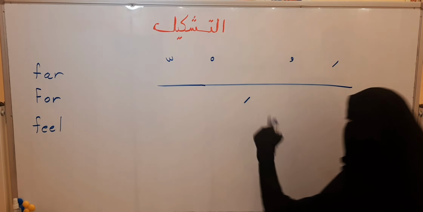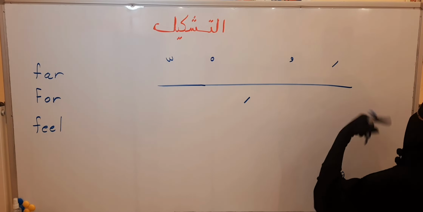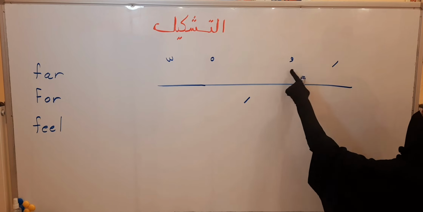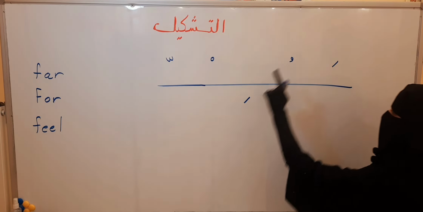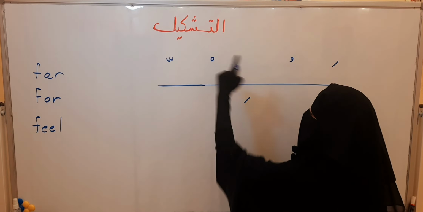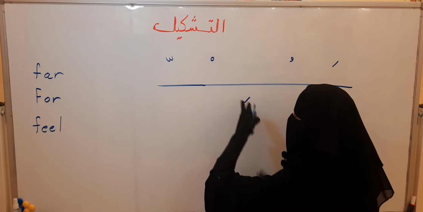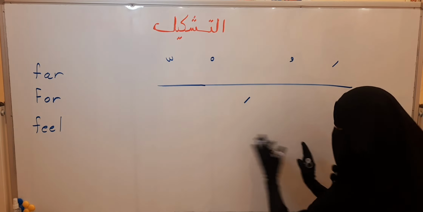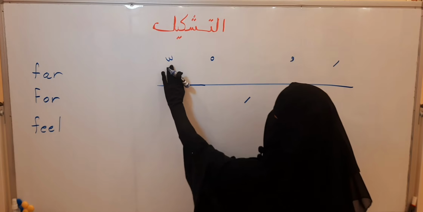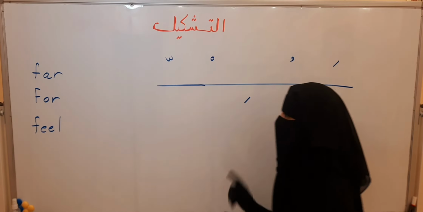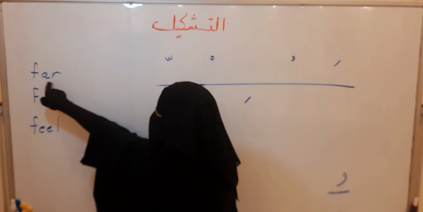Shadda. Let's say it again. A, fatha. U, dhamma. I, kasra. Sukoon, consonant. We don't pronounce any vowel with it. We will inshallah say an example. Shadda, we will talk about it, as we say in English, far.